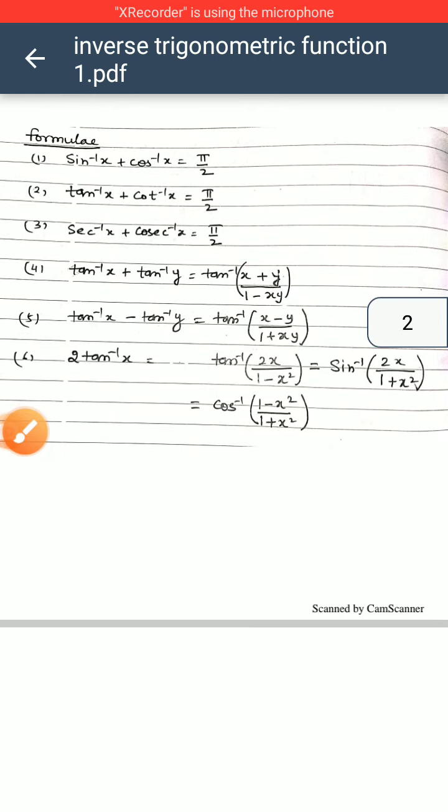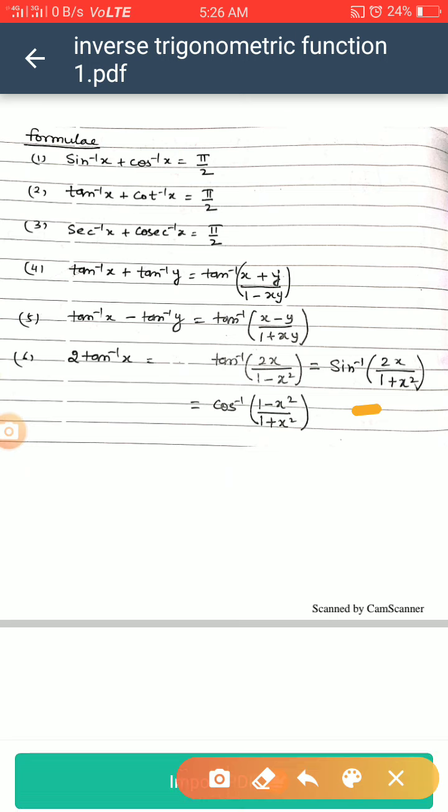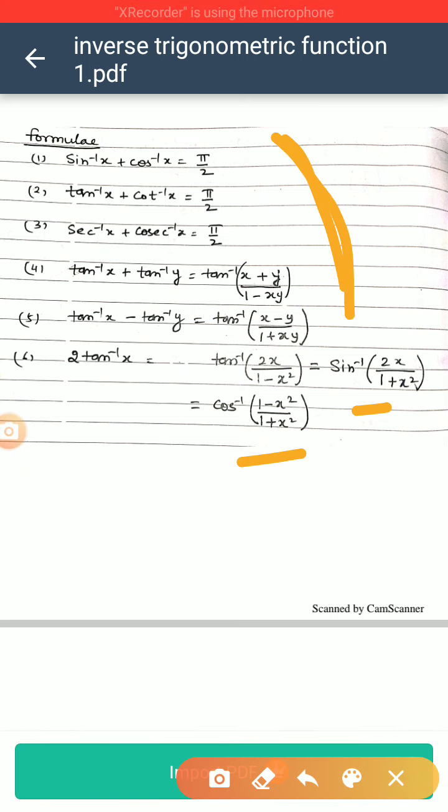Okay, so these are also important. You should know these formulas, then only can you do many questions.